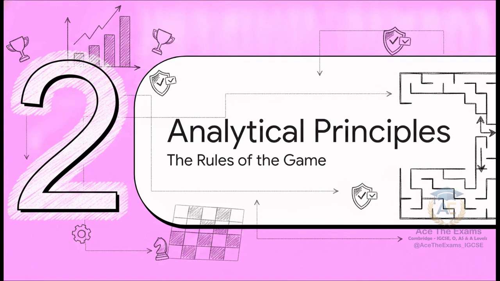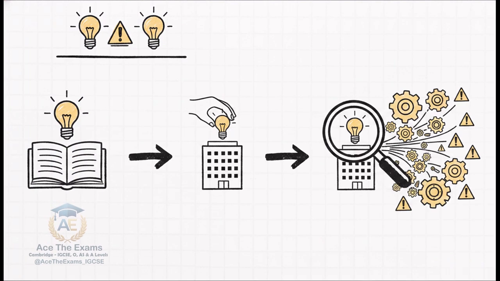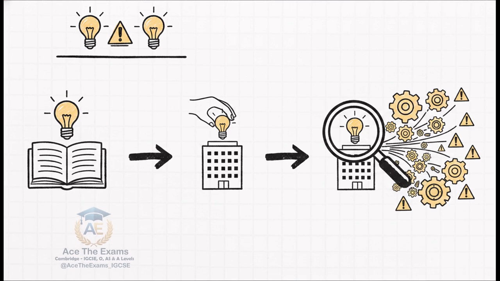Section 2. Core analytical principles. The rules of the game. To capture those marks, we've got to understand the academic benchmarks shaping the grading criteria. The syllabus doesn't just want you to regurgitate a list of facts. It specifically targets these 3 distinct cognitive domains: knowledge and understanding, application, and analysis. This is where we need to break down Cambridge Computer Science specific assessment objectives.